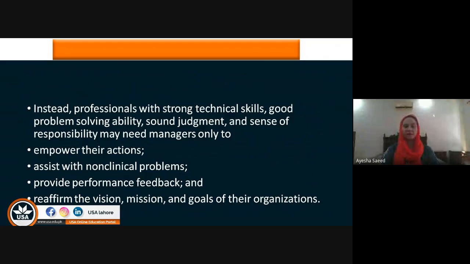They need assistance in providing performance feedback and performance appraisals, and reaffirm the vision, mission, and goals of their organizations. So the reaffirmation of vision, mission, and goals of the organizations needs to be done constantly, so that everyone is on the same page and works towards the betterment of the organization.